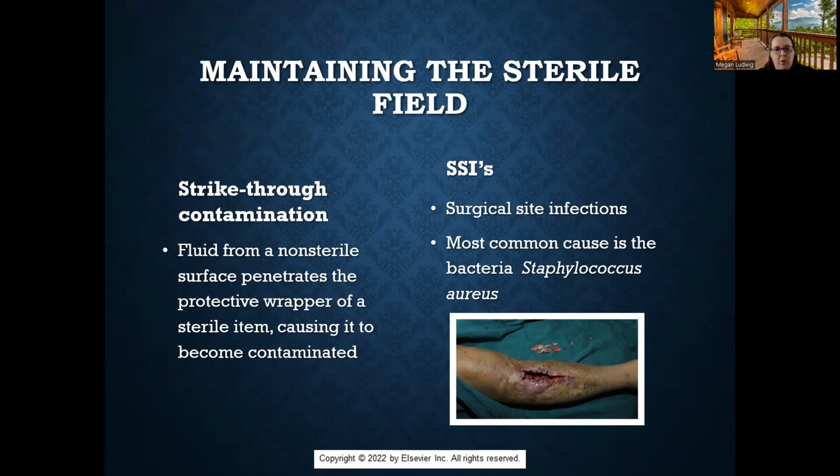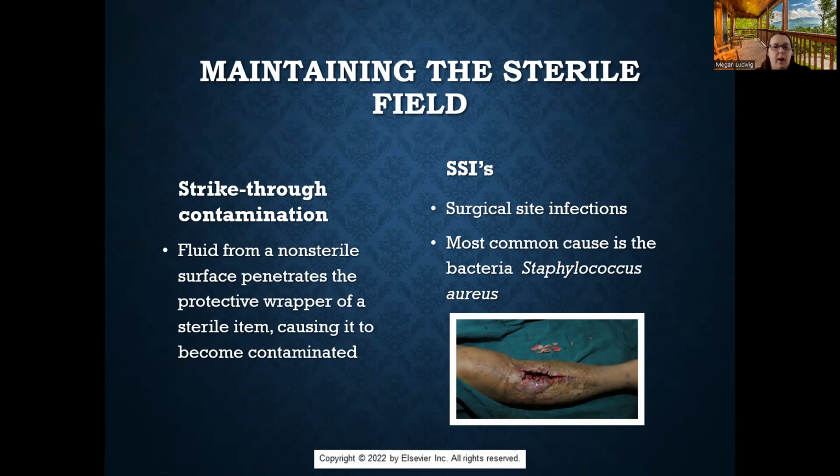Our surgical gowns should not allow for that strike-through contamination. If it does, you are now considered contaminated. So these protective wrappers, like our patient drapes, our gowns, our back table covers, are what we call impervious.